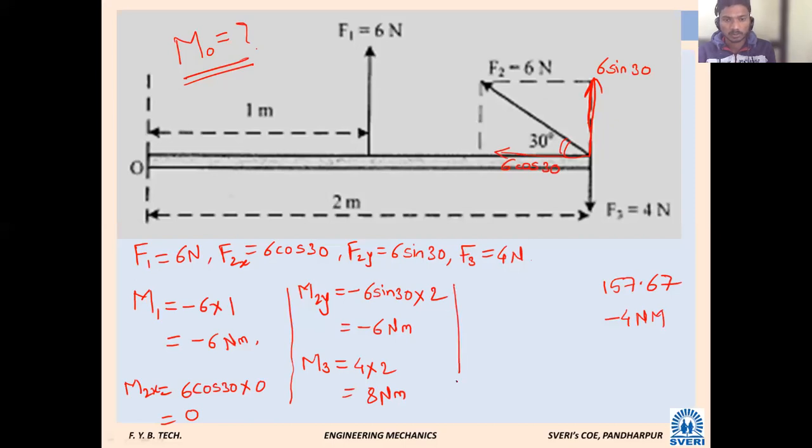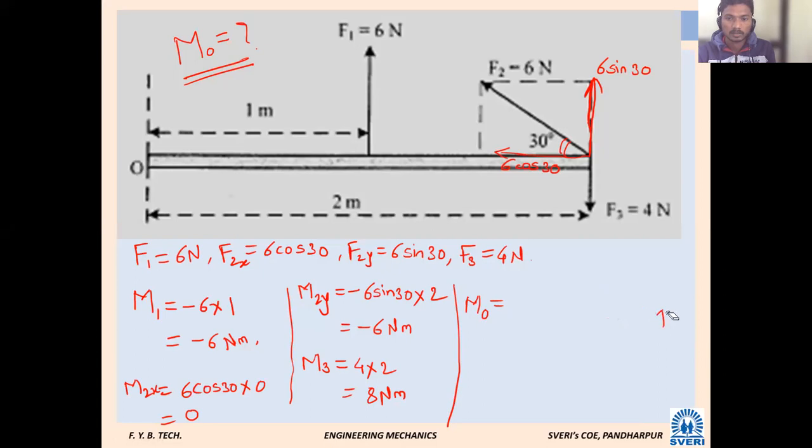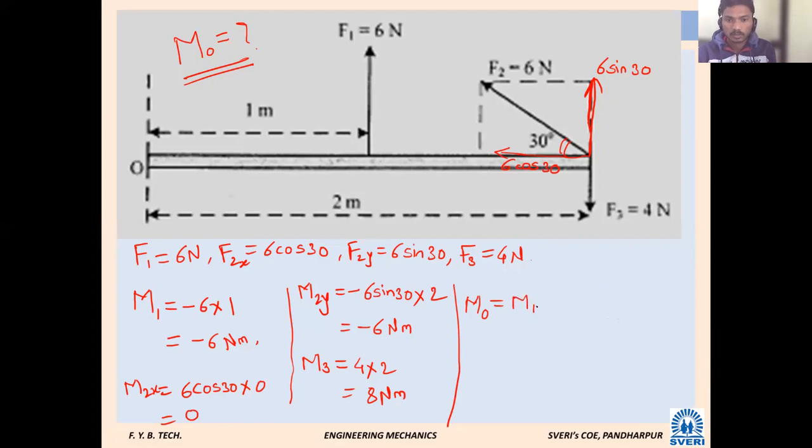So all the forces we have resolved, and all the moments due to all the forces we have found out. So now, as we know, MO is equal to, what will that be? M1 plus M2x plus M2y plus M3.